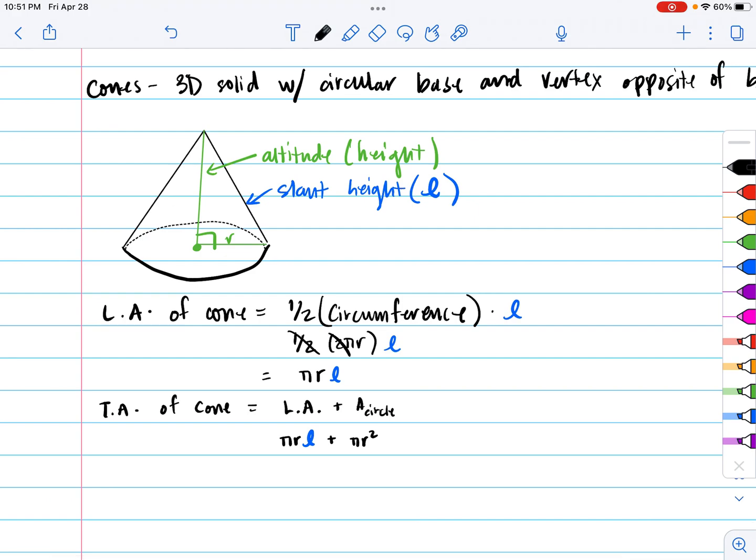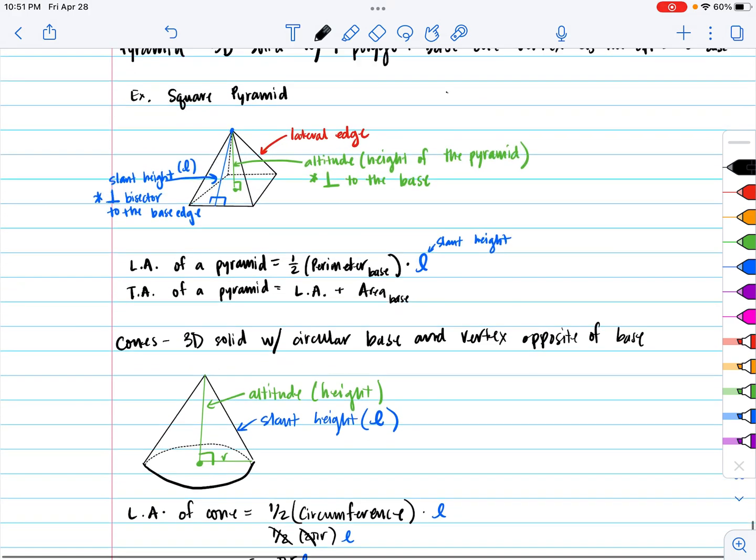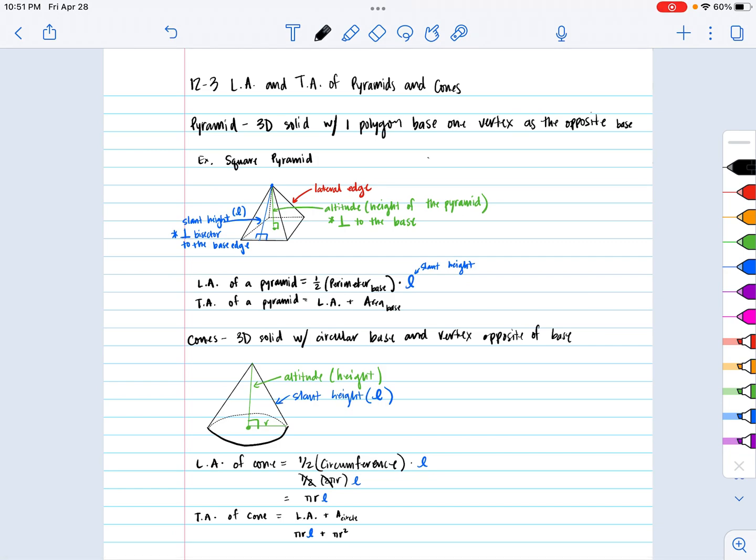And there we have it, our two equations for lateral area of a cone and total area of a cone. All right, we'll definitely do examples of this in class. If you do have any questions, please ask, and I'll see you in the next one.